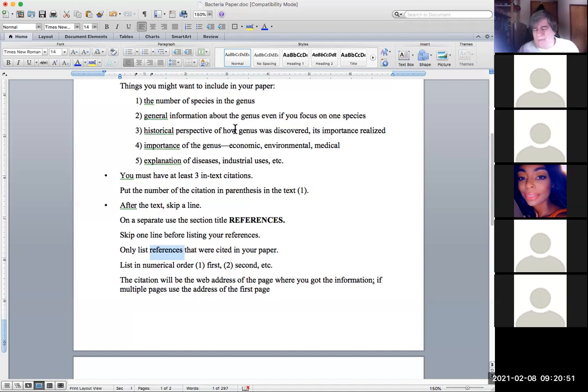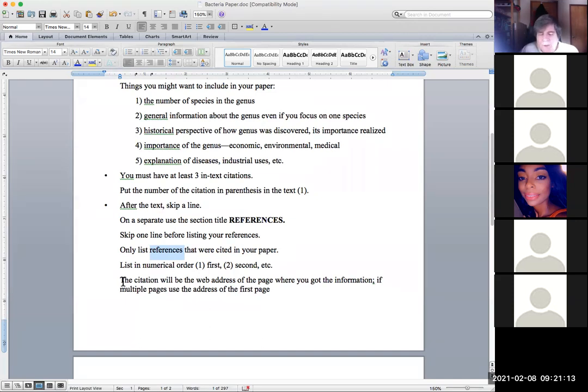But basically, every number that's in the text should also be back here. And so you're going to list the references by their number. And you're going to list them in numerical order. So number 1 will be listed first, and it's listed just like it is in the text. It's listed as number 1 in parentheses, and then number 2.